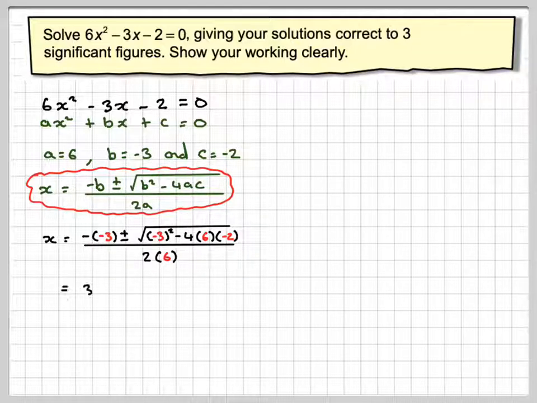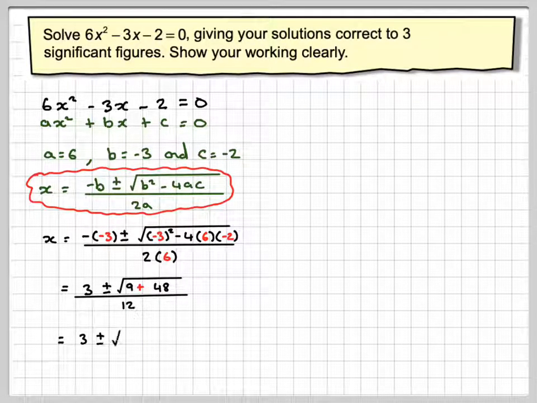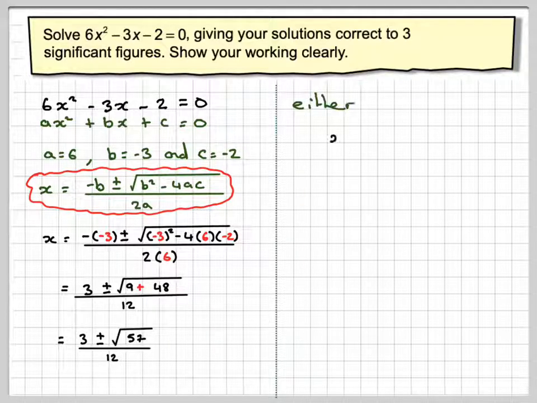Minus minus 3 is 3. The square root, so minus 3 squared is 9. 4 times 6 times minus 2 is plus 48, divided by 12, which is equal to 3 plus or minus the square root of 57 over 12. So, either x is equal to 3 minus the square root of 57 over 12.